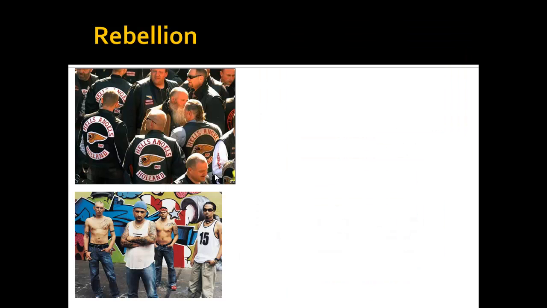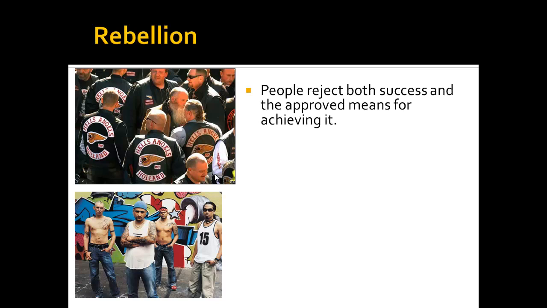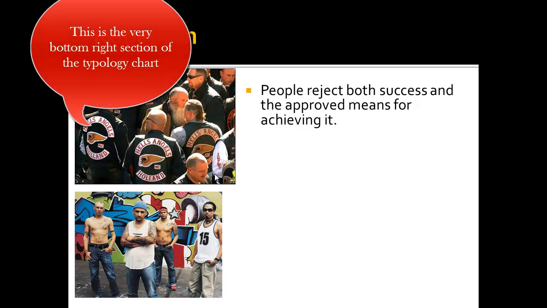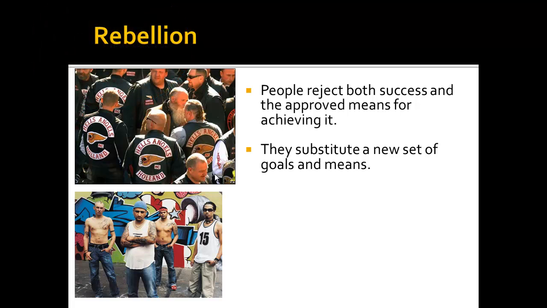The final kind of deviant behavior that we're going to look at today is rebellion. Rebellion is a term that I hear quite a bit in high school especially. Oh, this person's a rebel, that person's a rebel, that person got her nose pierced, that person got a tattoo. That's what we consider to be rebellious, but if we think about it in terms of this, it's not rebellion. A true rebel is someone who rejects both the success and the approved means of achieving it. In fact, they substitute their own set of goals and their own means of getting it. Most often, rebellion is violent.